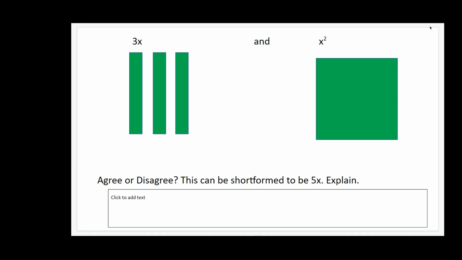Take a moment to consider this statement. Do you agree or do you disagree? I have 3 x's and I have an x squared on my table. The statement that you are agreeing with or disagreeing with is, this can be short formed to be 5x. So I could take my 3x and my x squared and combine those together and say I have a total area of 5x. Do you agree? Do you disagree? Explain. Pause the video while you think about that.